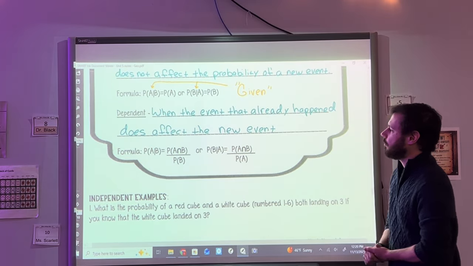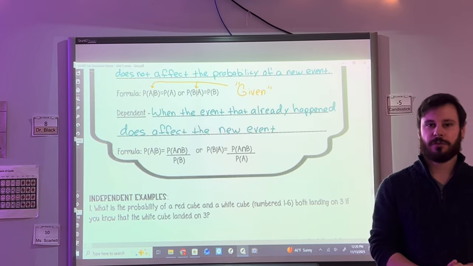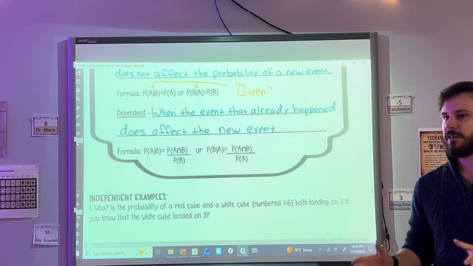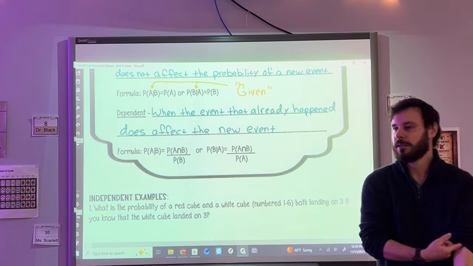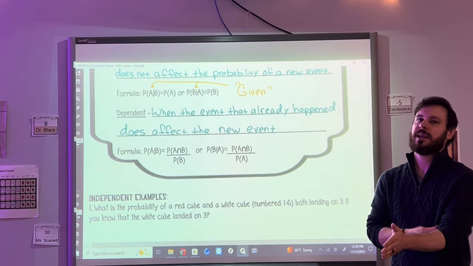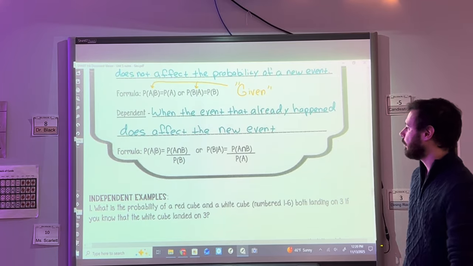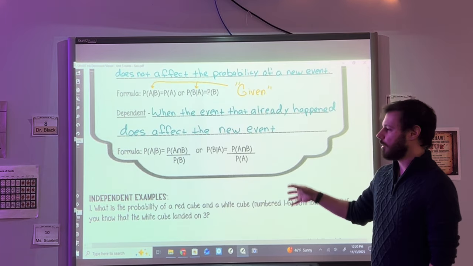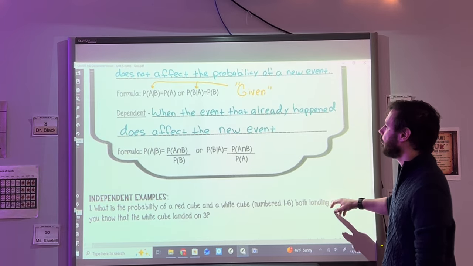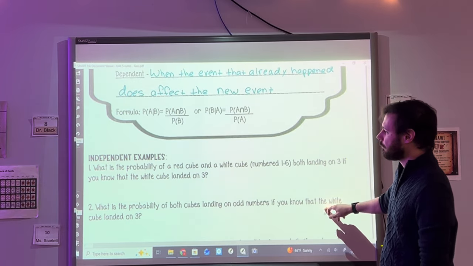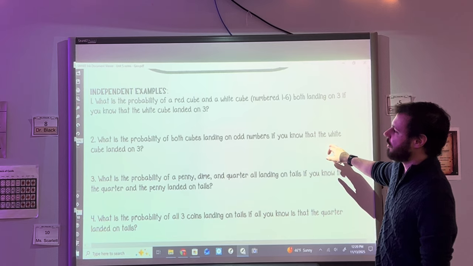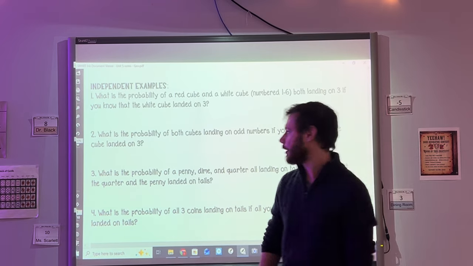The dependent event, it does affect. The second event depends on the first to do a thing. I need you to do this, but before that I needed this to happen. Okay, they have to flow with each other. And do not get lost in the formulas. We're probably never going to use them. So let's use some independent examples here, but they don't affect each other.